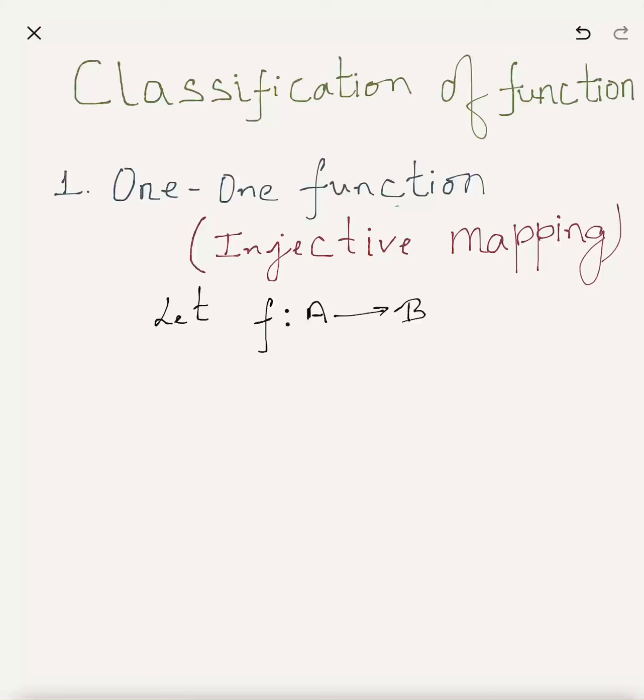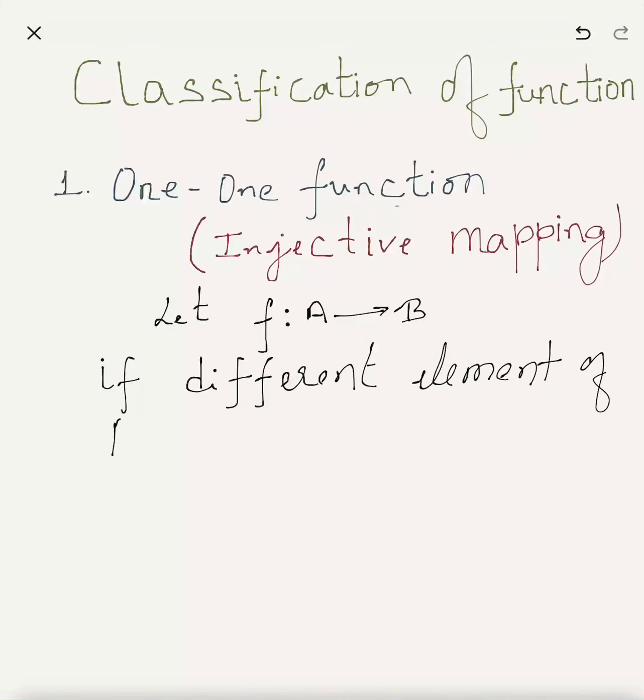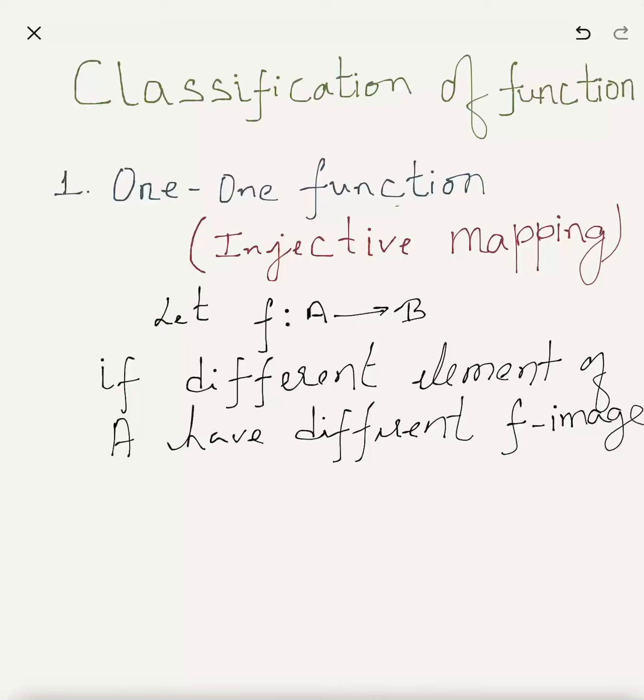Okay, so what is the condition for a one-one function? If different elements of A have different f images in B, okay, so if different elements of set A have different f images in B, then the function is called a one-one function.